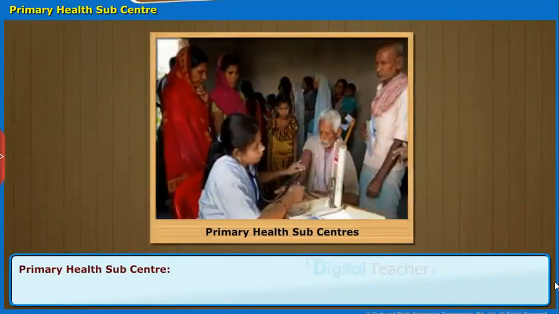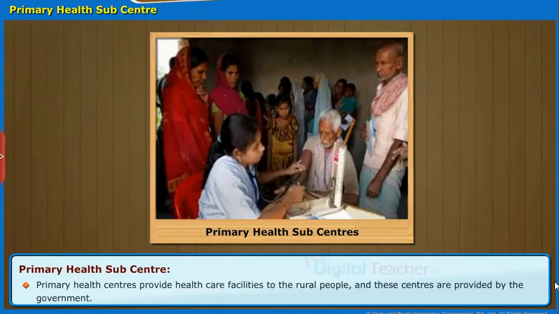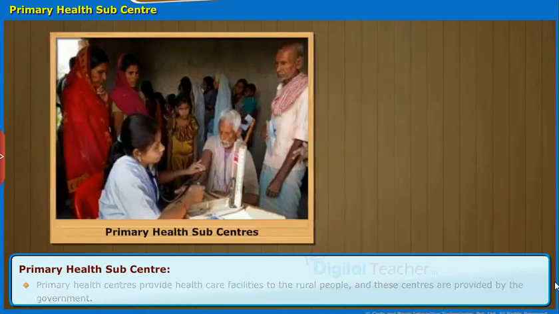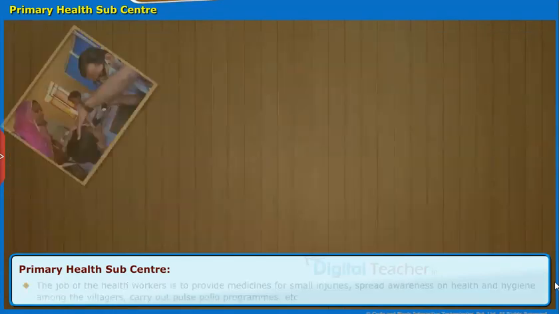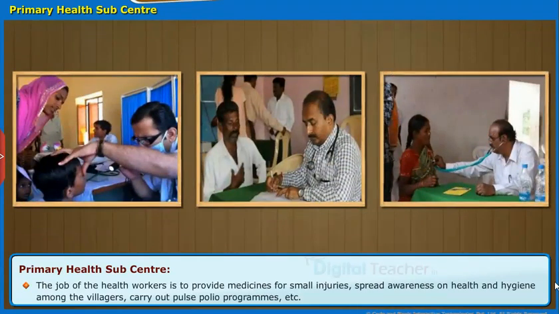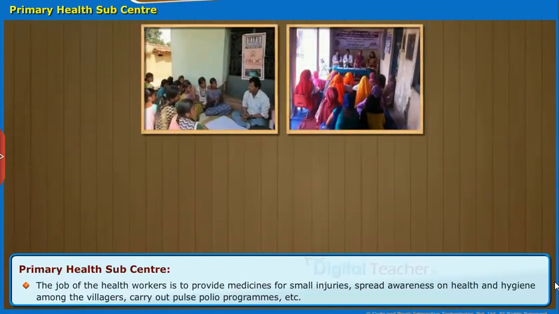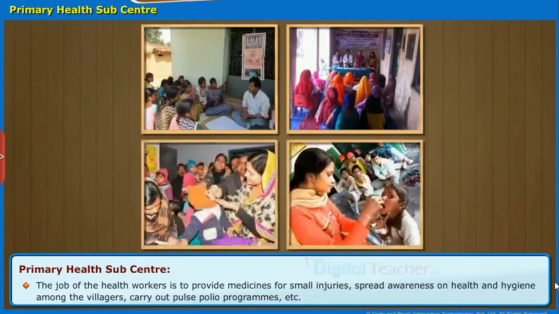Now, we will look at the primary health sub-center of Madhavpuram. Primary health centers provide healthcare facilities to the rural people, and these centers are provided by the government. Like all the villages, Madhavpuram also has a primary health sub-center with a doctor and a few health workers. The job of the health workers is to provide medicines for small injuries, spread awareness on health and hygiene among the villagers, carry out pulse polio programs, etc.